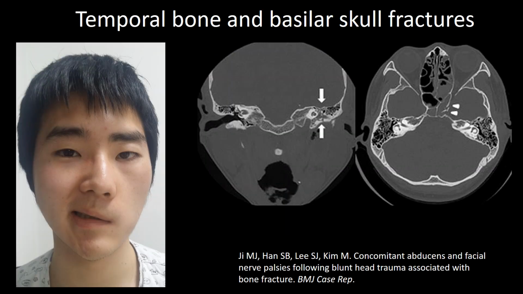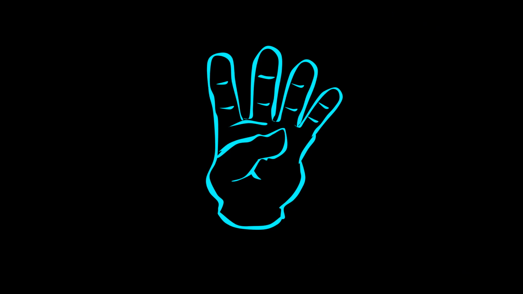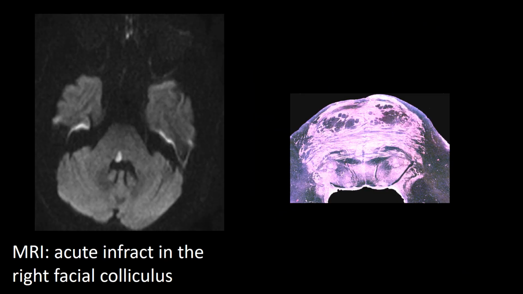3. This photograph shows a patient with a left peripheral facial nerve palsy and limited left eye abduction, indicating a cranial nerve 6 palsy. In this case, this association was due to a fracture in the temporal bone and basilar skull damaging the nerves.